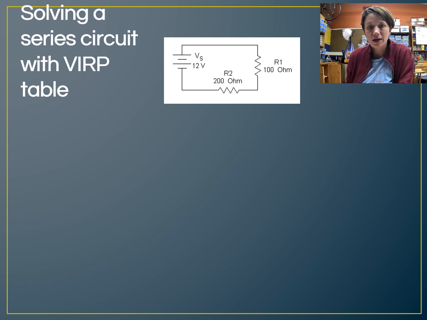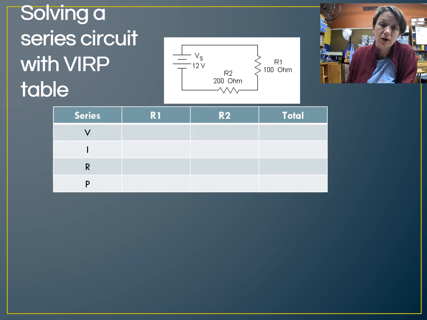Solving a circuit using this combination of logic and reasoning and equations and a tool known as a VIRP table to organize our information. So we have a very simple series circuit here with 2 resistors and a 12-volt battery. A VIRP table, of course, stands for voltage, current, resistance, and power. And I add 1 column for each device in my circuit. So if I have 2 loads, I have R1 and R2, they each get a column. And then I always put a column for total, which sort of reflects the entire circuit as a whole.